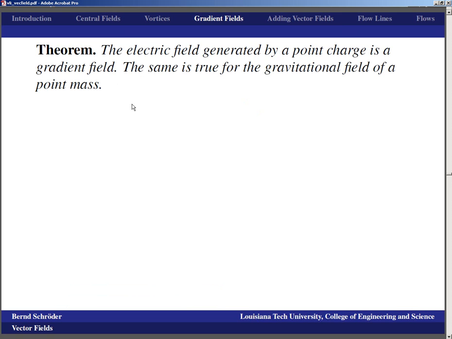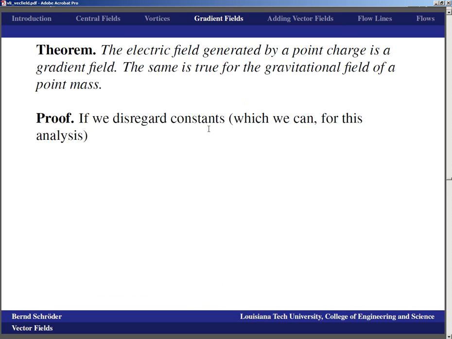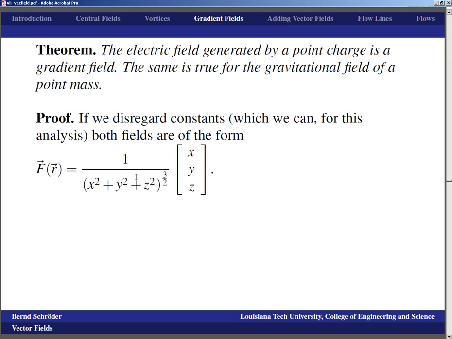And the same is true for the gravitational field of a point mass. That is because if we disregard constants, which we can for this analysis, so the q over 4 pi epsilon 0 can be taken out, or the G times the masses of the two objects can be taken out, then both fields are really just of the form 1 over (x squared plus y squared plus z squared) to the 3/2, 1 over the distance from the origin cubed, times (x, y, z), which is a vector that points straight away from the origin.